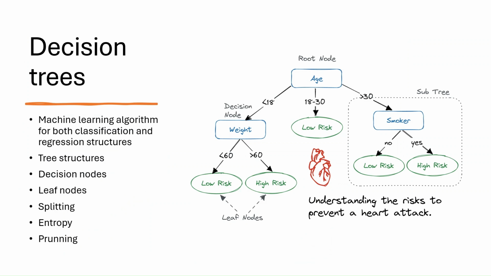Say, for example, this is a classic example of predicting how to prevent and understand the risks of a heart attack. It is based on a number of parameters, say for example, the age of the person, the weight of the person, is a smoker or non-smoker. Based on this, we can keep on creating the leaf nodes.